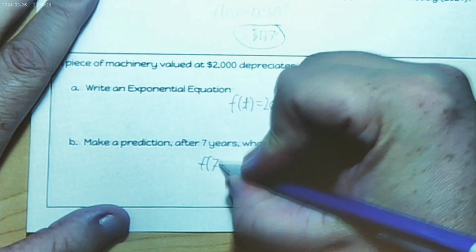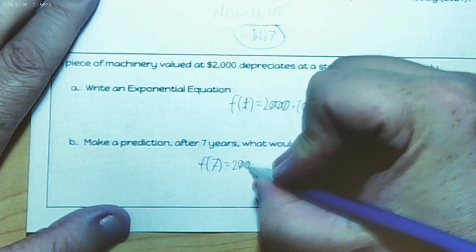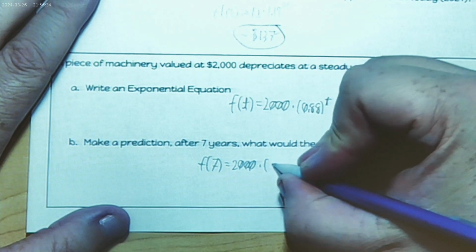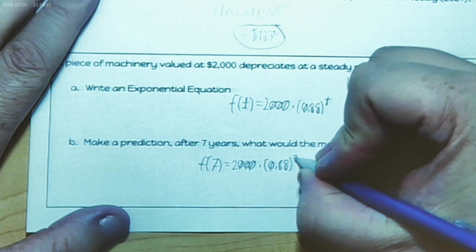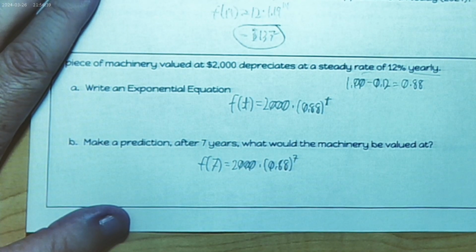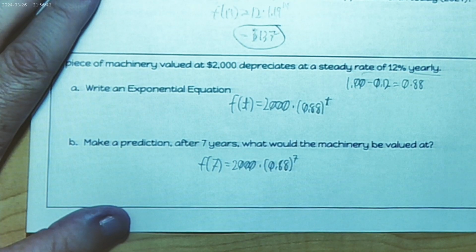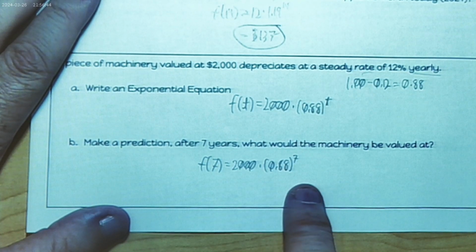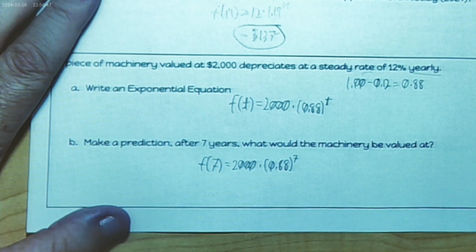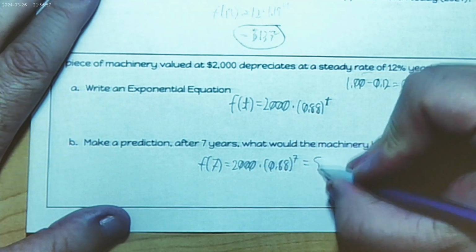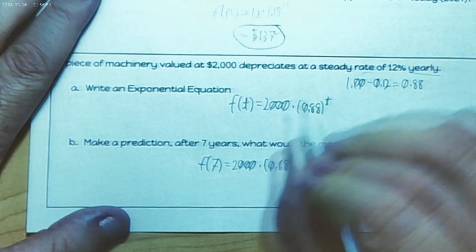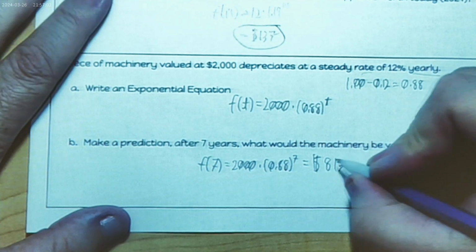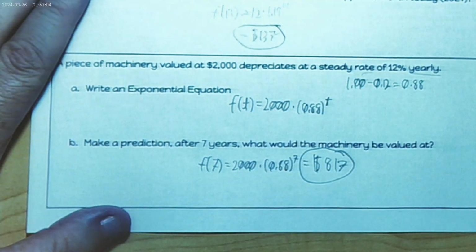So F of 7 equals 2,000 times 0.88 raised to the 7th power. Okay, so I got 2,000, and again, I'm just reading it and entering it into the calculator as I read it going left to right, times 0.88 up arrow 7. Well, not too bad. That's going to be equal to 817. So that's the answer for that one.